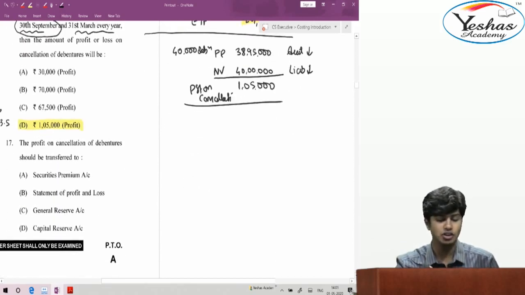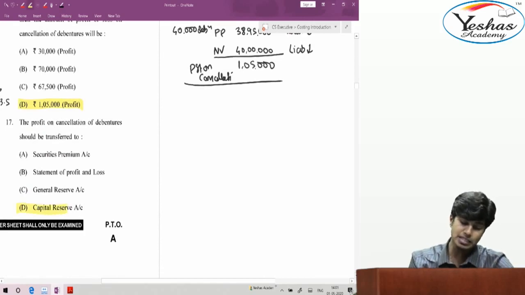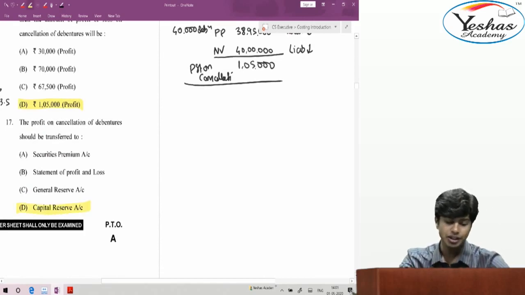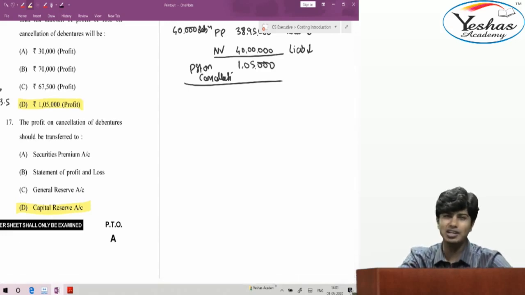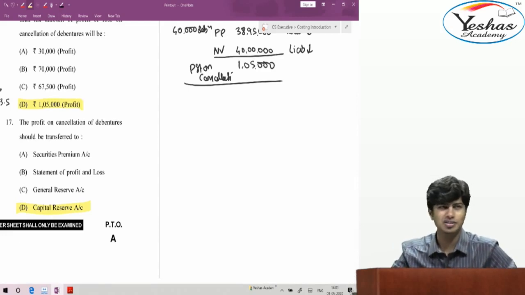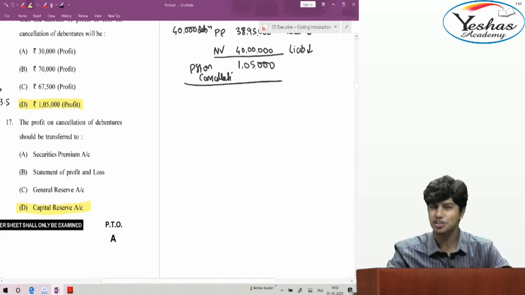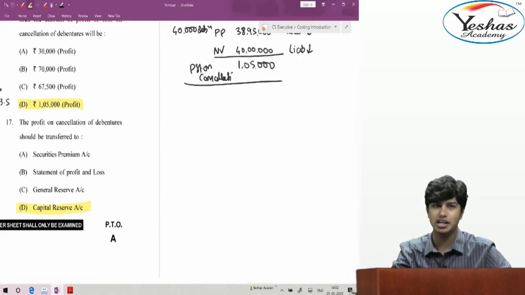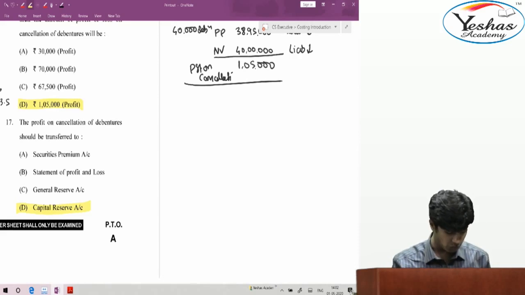Profit on cancellation of debentures. Where do you transfer profit on cancellation of debentures? It is a profit which is capital in nature. It will be transferred to capital reserve. You cannot transfer it to the P&L account because it is not an item which belongs to the current year. It is not in the normal course of the operations. It will lead to inflation of current year profit. So it should definitely be transferred to capital reserve. So this is with respect to question number 17.